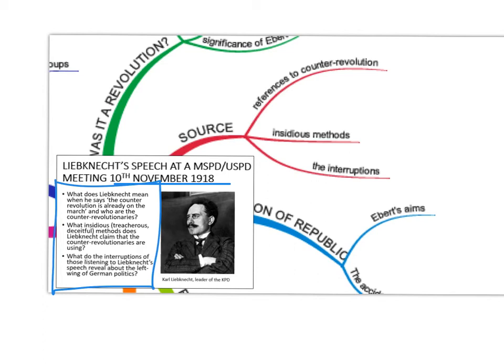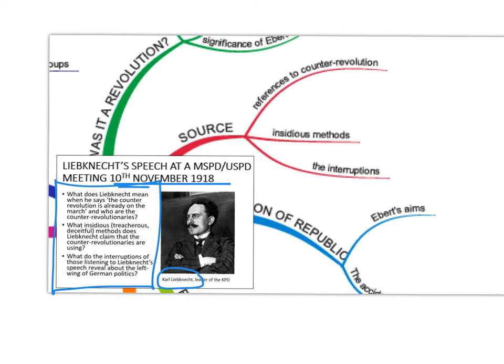What does Liebknecht mean when he says the counter-revolution is already on the march? And who are the counter-revolutionaries? Hopefully, even without reading the document, you've got an idea what the answer is. Liebknecht is very aware, on the 10th of November, of the Ebert-Groener Pact. He's saying the counter-revolution is on the march. It means Groener is on his way back from the front. The Freikorps are on their way back to put us down. So that's who he's talking about.